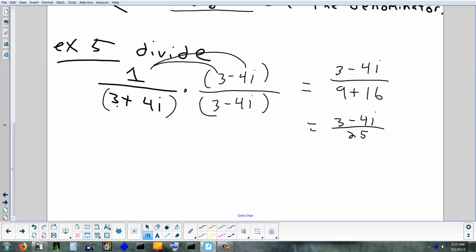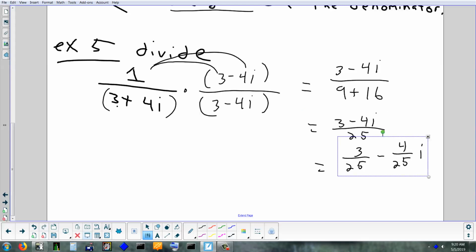Now, as far as the calculations, we're done. But that's not standard form. Standard form has a real part and an imaginary part separate. So this is how you would write your final answer. Real part minus imaginary part. All I did there was take each number and write them separately over 25. 3 gets written over the 25, and the negative 4 gets written over the 25. And I just put the i in front. You can leave the i in the numerator, but most of the time people put the i in front. So now I would say the real part is 3/25. The imaginary part, negative 4/25.